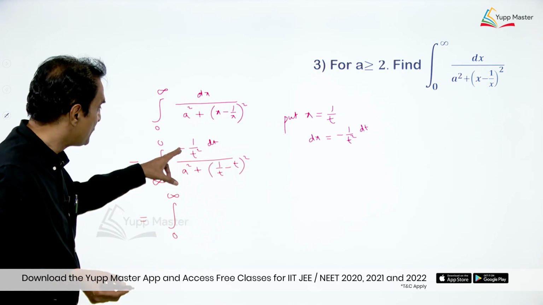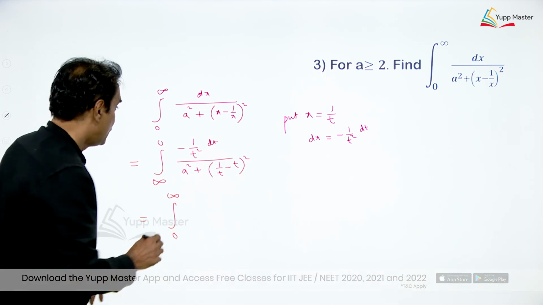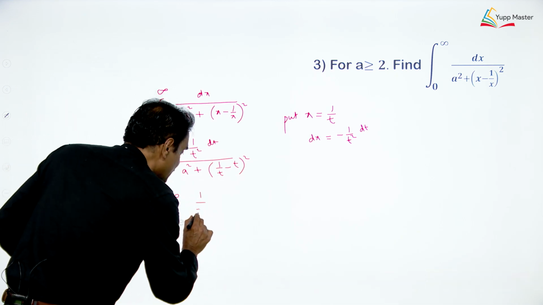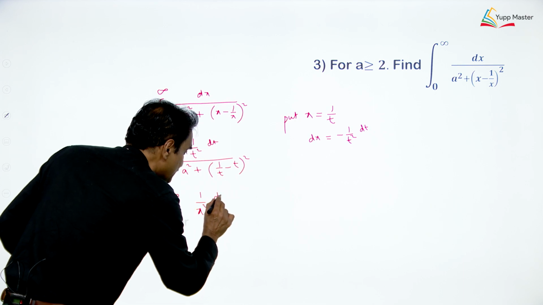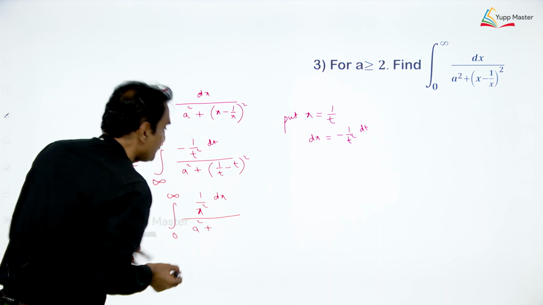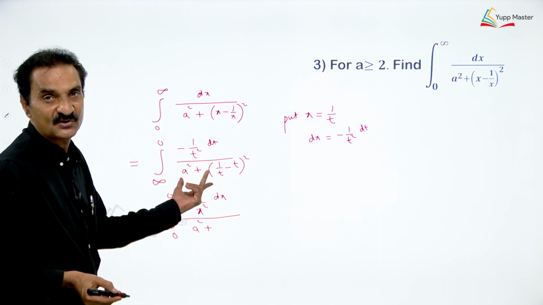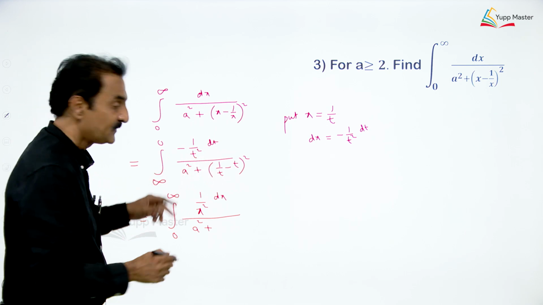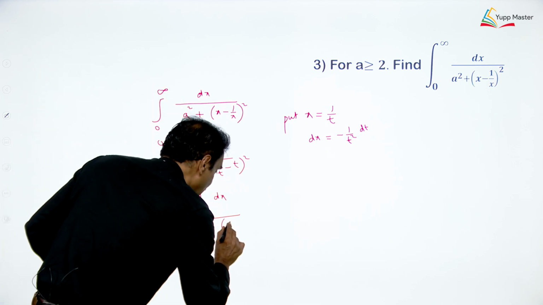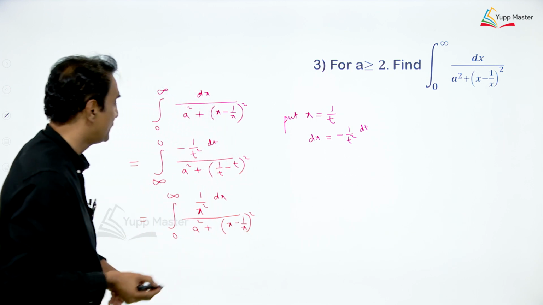So, I am going to write this t as x again. Okay. So, you will get 1 by x square dx by a square plus, we can write 1 by x minus x whole square as x minus 1 by x whole square. Okay. So, we will write x minus 1 by x whole square.